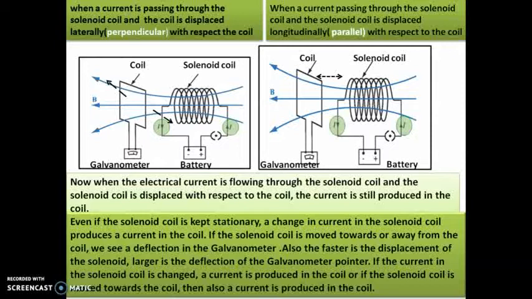Faraday observed. And also, the faster the displacement of the solenoid, the larger is the deflection of the galvanometer pointer. You move fast, you move closer, depending upon the intensity, the galvanometer will show the deflection. Okay, so if the current in the solenoid coil is changed, the current produced in the coil is also changed, or if the solenoid coil is moved towards the coil, then current is produced in the coil. So as I said, in all cases, current is going to be produced in the coil, and that we can see with the help of the galvanometer.